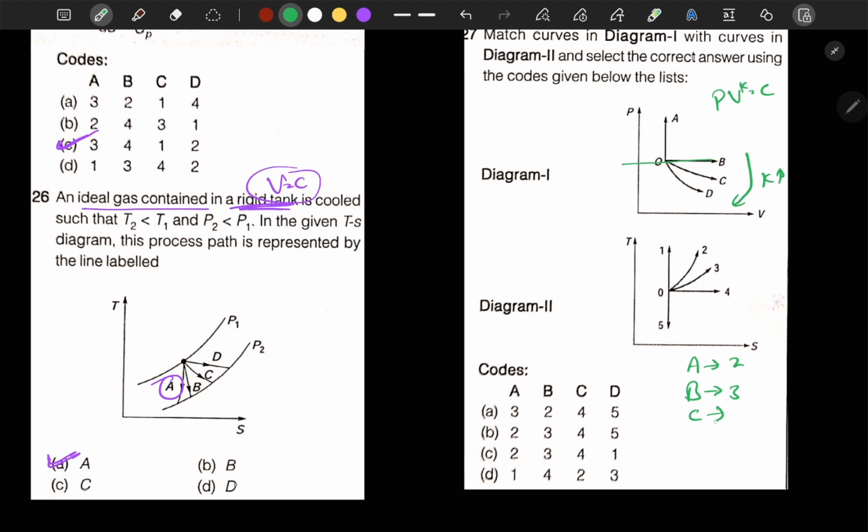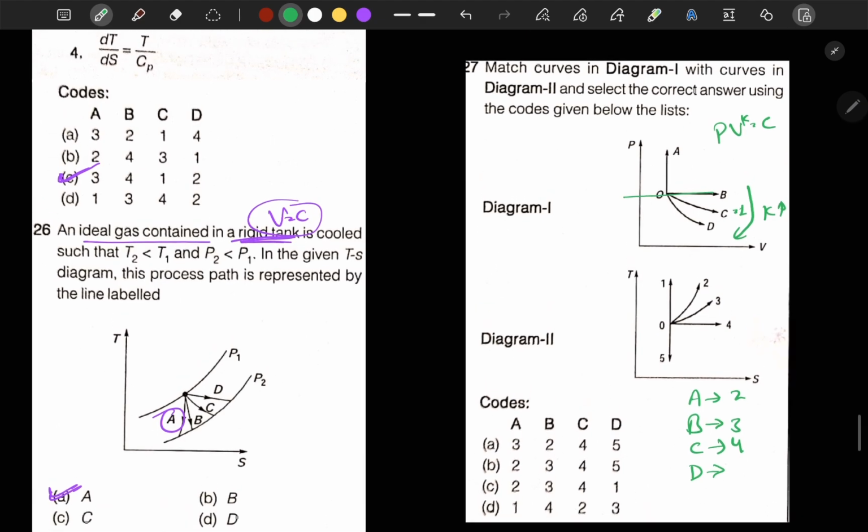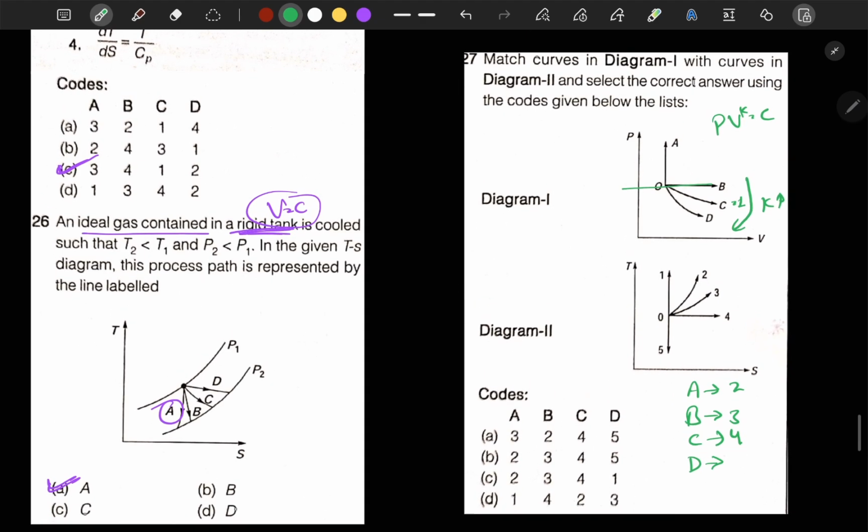The curve C is our K is equal to 1, the isothermal process, and since temperature is constant, it will be represented by process 4. And if we talk about our D process, this is the polytropic or adiabatic process, PV to the power gamma is equal to constant. Now here we can see that it can be either process 1 or process 5.